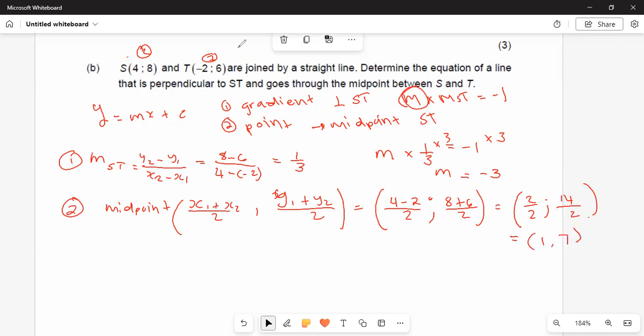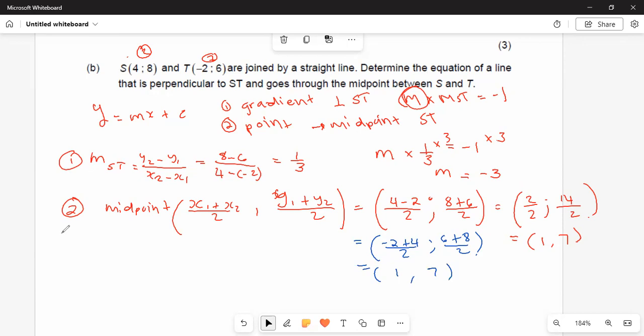Again, you could have used the points the other way around. You would have gotten (-2 + 4) over 2, (6 + 8) over 2, which would result in the same (1, 7). Now that we have a point, let's substitute into our equation.